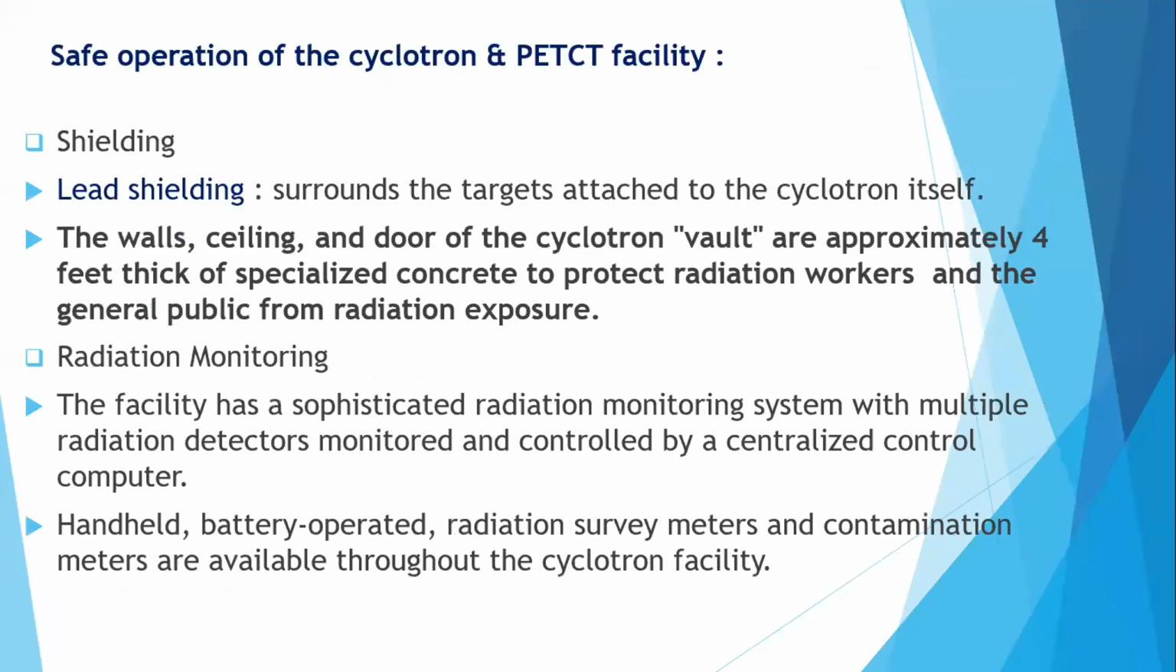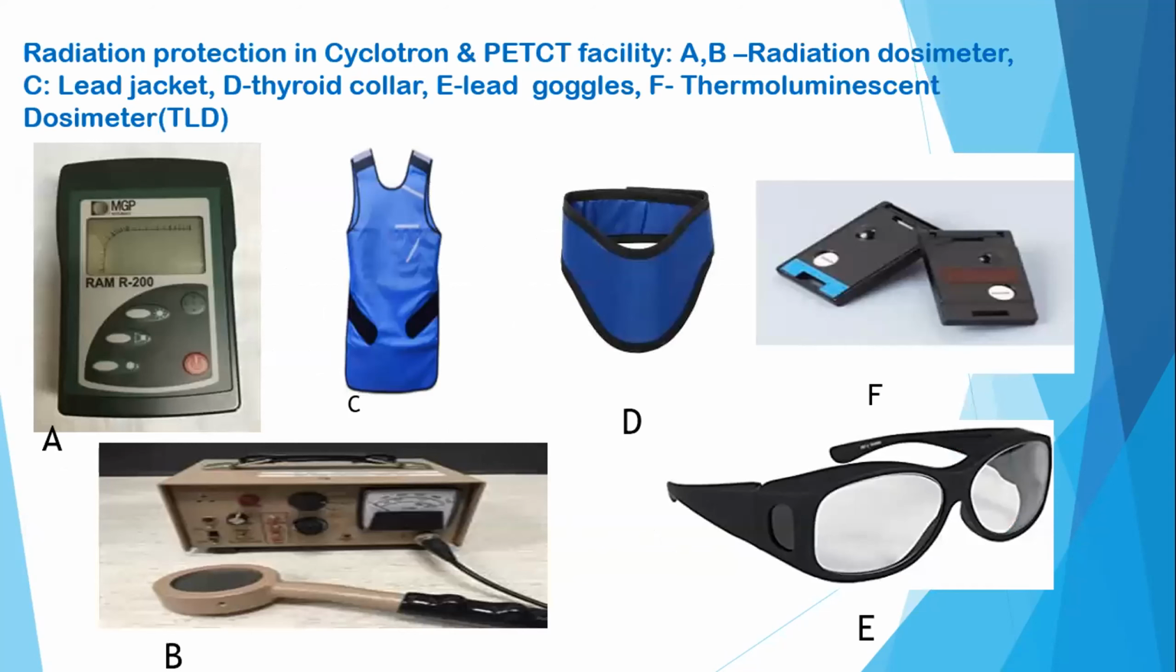For safe operation of the cyclotron, we should use proper shielding. Lead shielding surrounds the targets attached to the cyclotron itself. The wall, ceiling, and door of the cyclotron vaults are approximately 4 feet thick of specialized concrete to protect radiation workers and the public. The whole facility has a sophisticated radiation monitoring system with multiple radiation detectors. For radiation protection in a cyclotron facility, we use various types of radiation meters, dosimeters, personal thermoluminescent dosimeters, lead goggles, thyroid collar, and lead jacket.